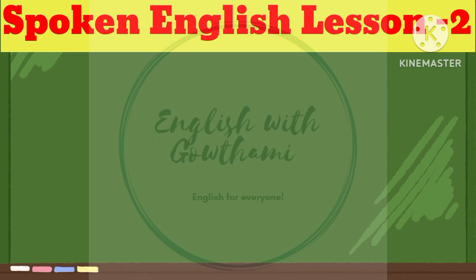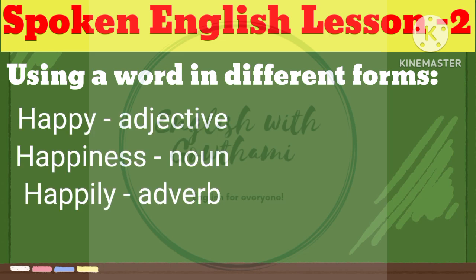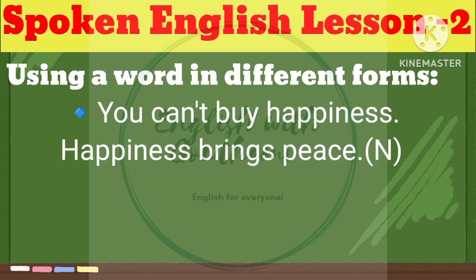Now, each and every word has different forms, right? For example, the word happy is an adjective. Happiness is a noun. And while coming to happily, it is an adverb, right? So, in this way, each word has different forms. Now, let us see some examples. You can't buy happiness. Happiness brings peace. Okay, in these two examples, happiness is the noun form.